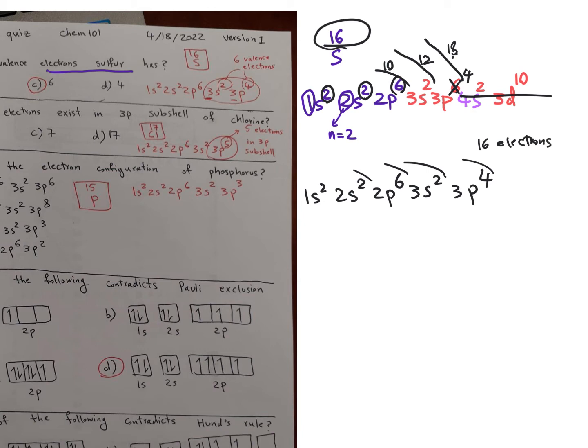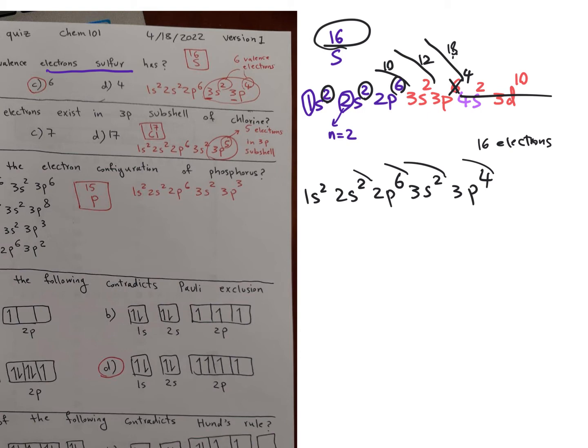And now here you can check if you wrote the electron configuration right or wrong. So whatever the highest number of n is, that is the period or row that your element is located in the periodic table.